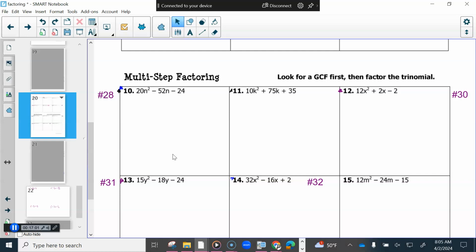What would be left? 5n squared minus 13n minus 6. After you factor out that GCF, all the rest of the steps are the same. So everything we were just doing, we're going to do again. Multiply 5 and negative 6. Find factors of negative 30.